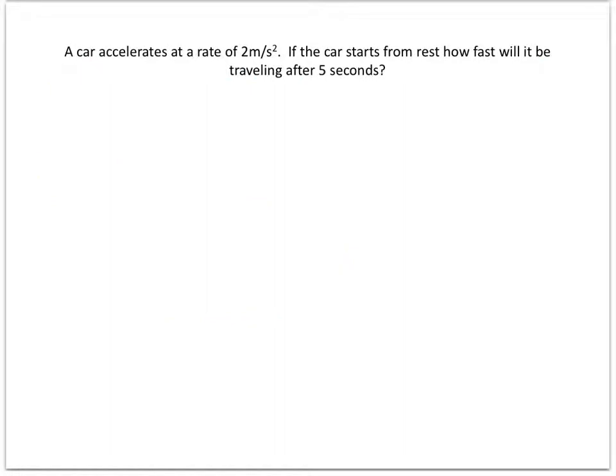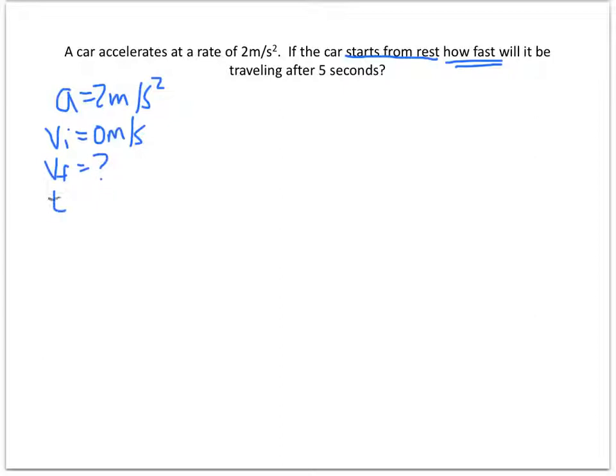Alright, a car accelerates at a rate of 2 meters per second squared. If the car starts from rest, there it is again, starts from rest, how fast will it be traveling after 5 seconds? How fast will it be traveling? So two variables right there that aren't given in the problem, but I need to understand. So let's start out by looking at this. A car accelerates at a rate of 2 meters per second squared. If the car starts from rest, initial velocity is 0 meters per second. How fast will it be traveling? Final velocity after 5 seconds.